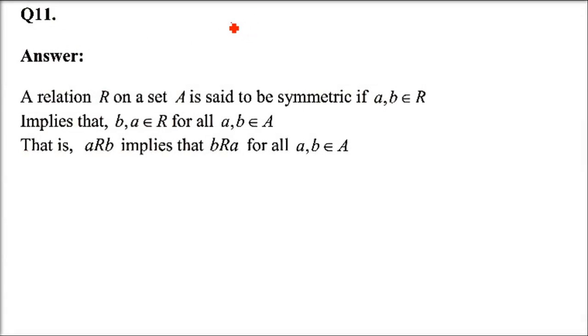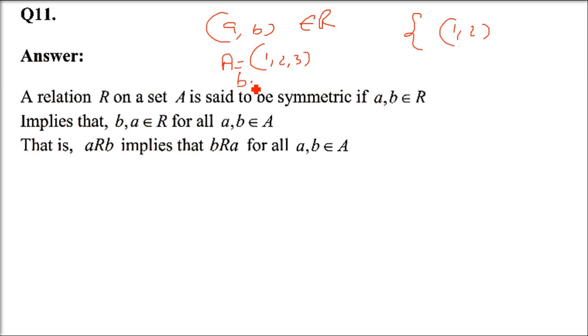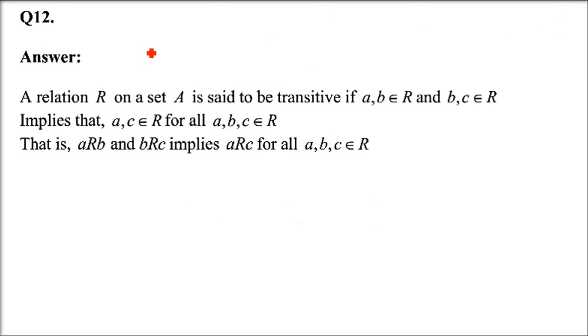Now the symmetric relation. If we have (a, b) belonging to relation, please remember a belongs to set A, b belongs to set A, and this ordered pair (a, b) belongs to a relation. For example, we take 1, 2, 3. If (1, 2) is belonging to a relation, (2, 1) should also belong to this relation. Then we'll call it symmetric. That is, a is related to b and b is also related to a. Then it is symmetric.